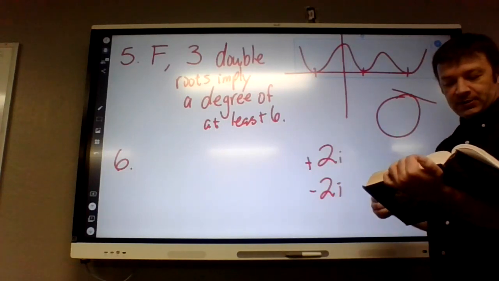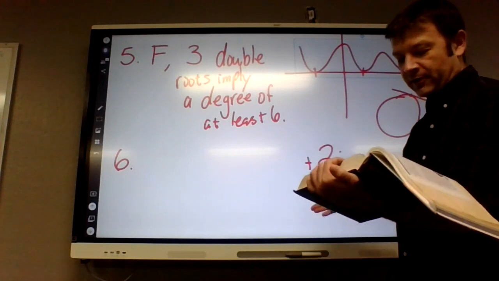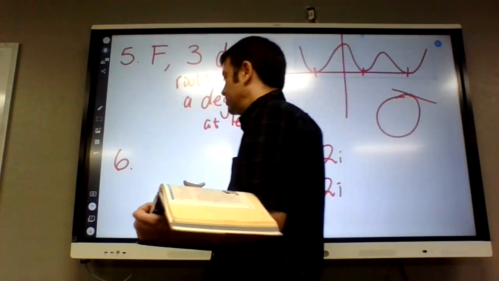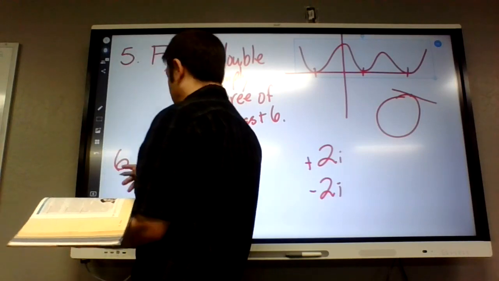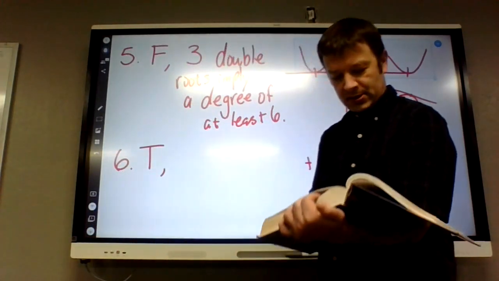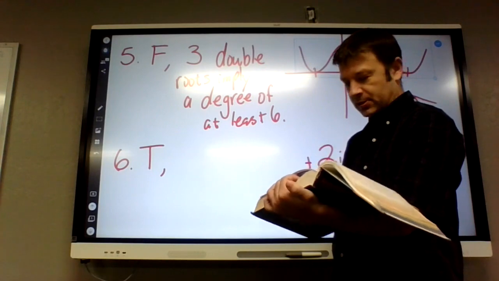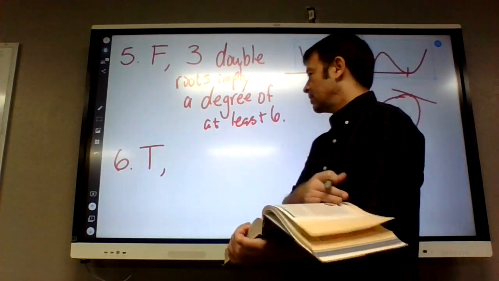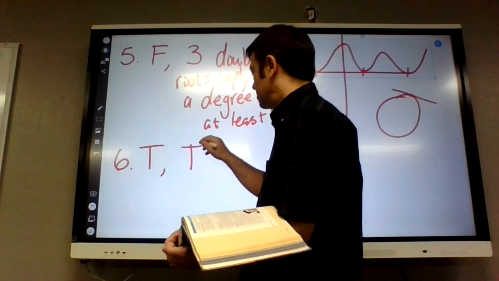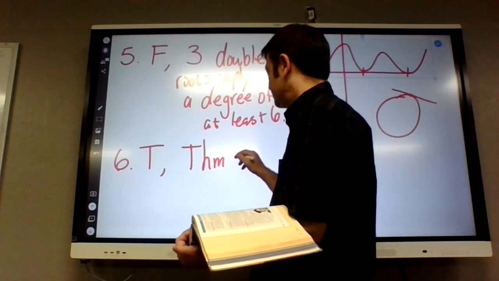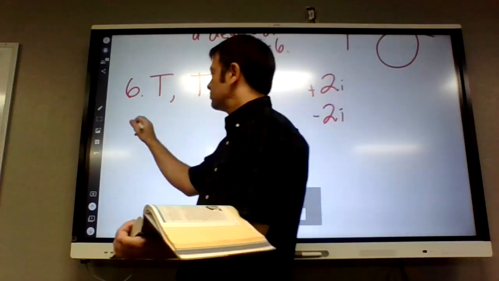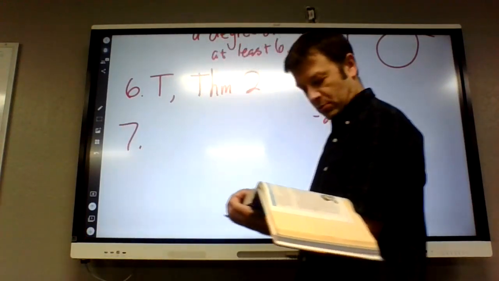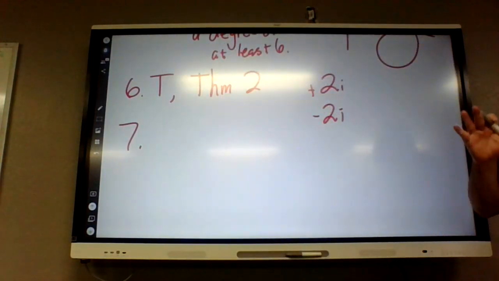So their statement, no polynomial can have an odd number of imaginary roots, is true, and basically that's just another way of saying theorem 2. They have to come in pairs. I know these are hard, that's why I'm helping you guys.